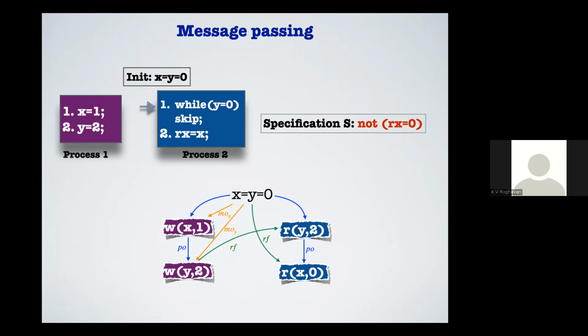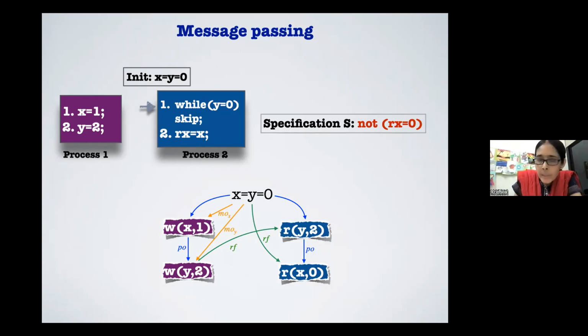So Krishna, could I also ask a question? Raghavan here. I do not understand why there is an edge from the write y comma 2 to read y comma 2 in this execution. So where is the message passing in this? Sorry, can you repeat it? So why is there an edge from the write of y comma 2 to read y comma 2? And also, why is it called message passing? Where is the message passing happening?